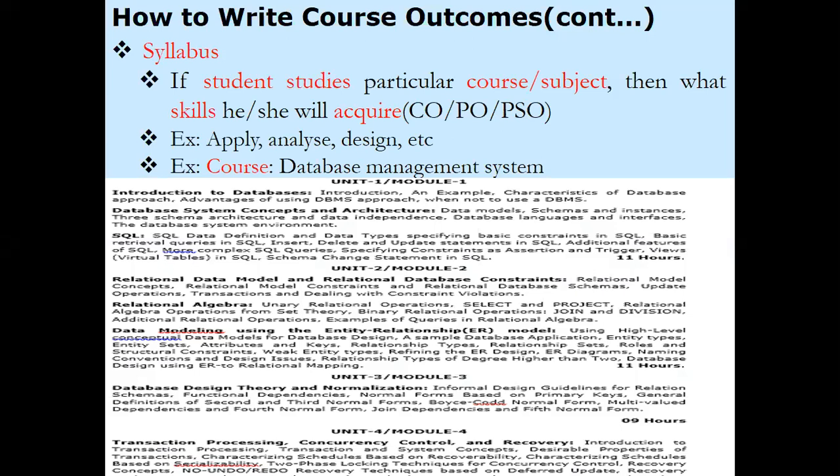Generally, there are already defined 12 program outcomes. Like PO1 talks about the apply skill. PO2 talks about the analyze skill. PO3 talks about the design skill. PO4 talks about the investigation skill, like that. PO12 talks about the lifelong learning skill. In a sense, if any student studied a particular course or subject, then what skill he will acquire. That's the meaning of that.